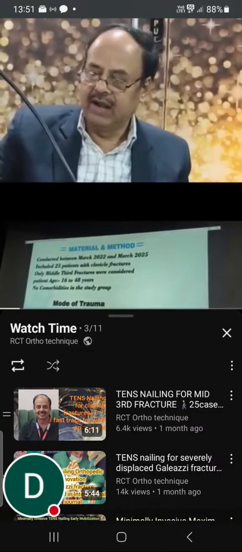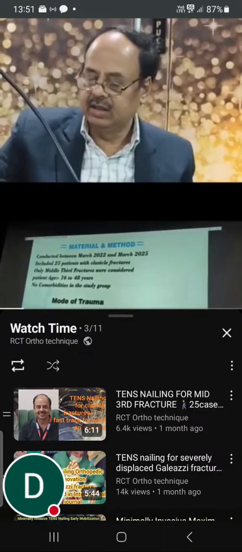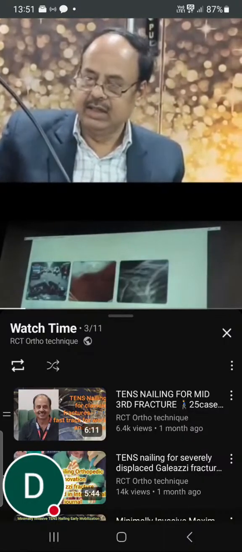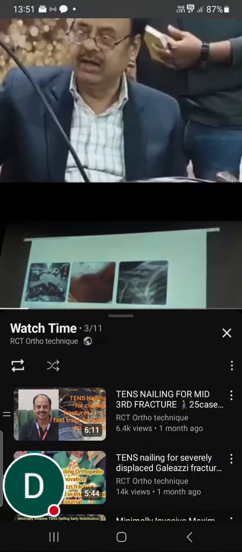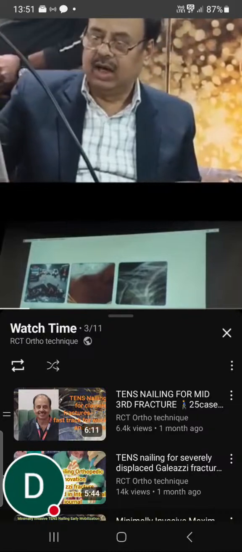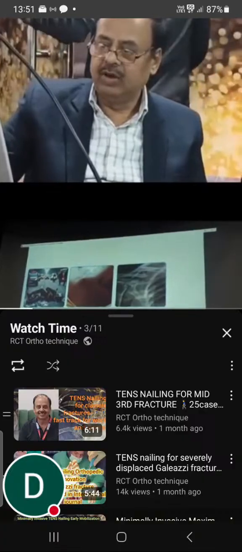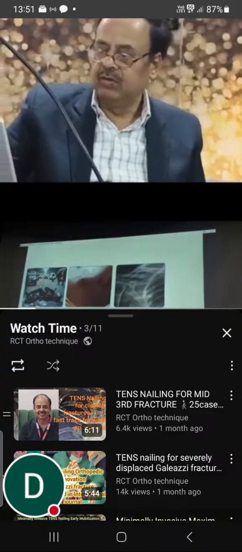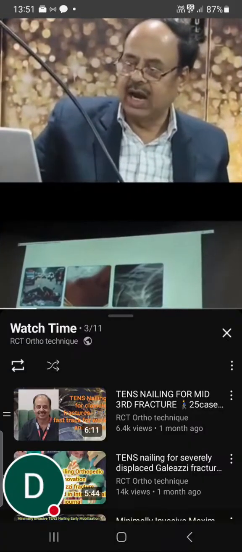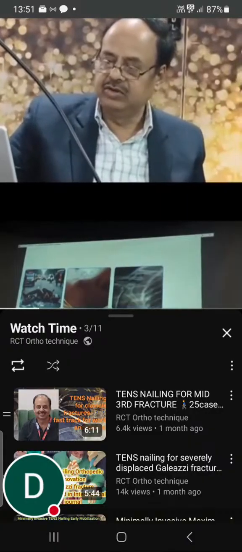The road traffic accident was the main mode of trauma, whereas fall from height and fall on an outstretched hand were the other modes of trauma. The typical mode of trauma, this picture is taken from AI, is a fall on the shoulder to protect the head injury. And this is the typical presentation: a bump at the fracture site, and the skin appears as if the fragment will penetrate the skin.